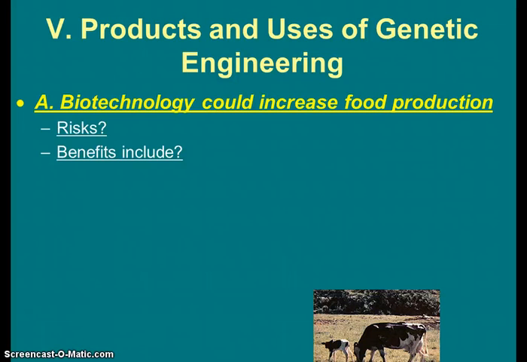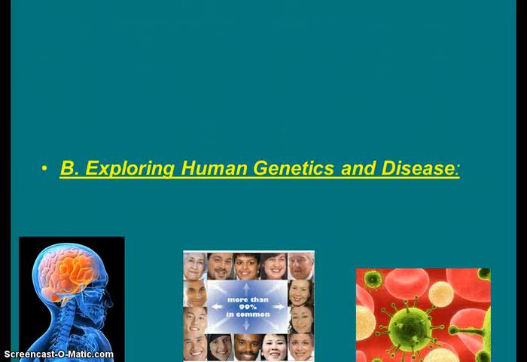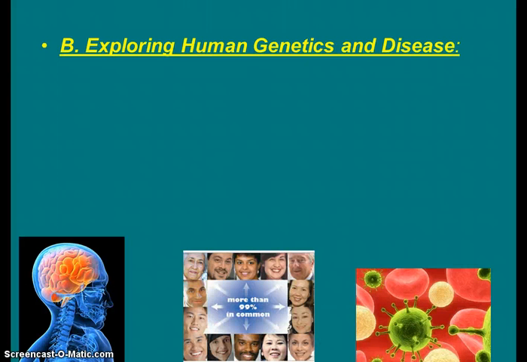But there's a lot of benefits. Maybe this food will be drought resistant and could grow in the desert where food currently doesn't really grow, and maybe it'll feed all the hungry people on the planet, because about 1/3 of the planet is not getting enough nutrients in food. Other things, we can investigate human genetics and diseases.